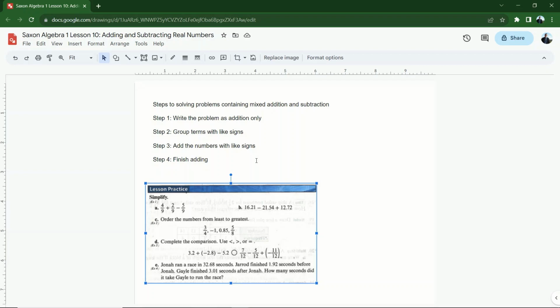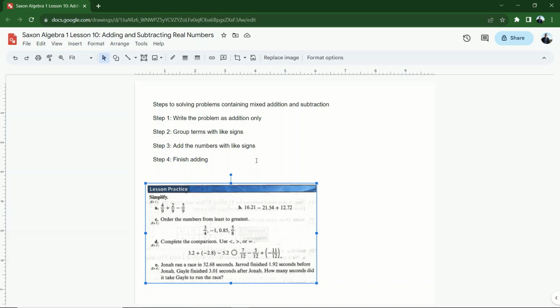So an all addition problem can be changed. We can group terms together that have like signs. And we're going to add the numbers with like signs. That part is easy. Because remember, anytime we add numbers with like signs, it's just like the addition that you're used to. It's just if the numbers were negative, we need to remember to put a negative in front of them at the end. And then lastly, we're going to finish adding.